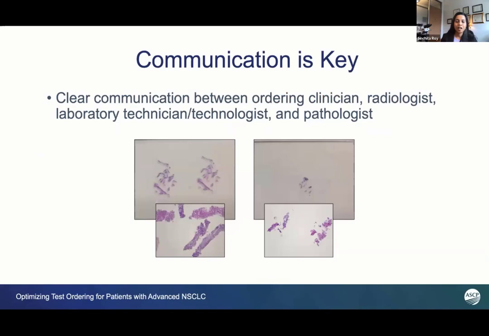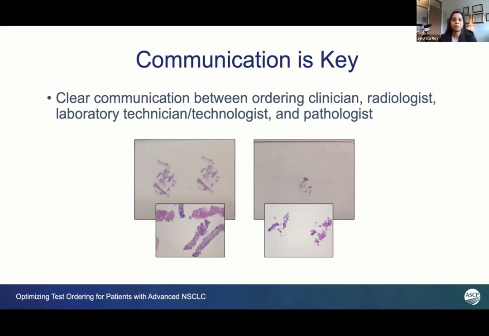So communication is key. I cannot emphasize how important this is, because the last thing we want is to start with a tissue like this where they collected a bunch of different cores. They look pretty adequate. There's a ton of tumor in this first H&E cut. And then when you recut the block for biomarker testing, this is all you're left with. So having that communication between the oncologist who's requesting that testing, the radiologist who's going to be doing the procedure, the lab technician or technologist who brings the specimen into the lab for processing, and the pathologist who looks at it. Because that needs to be intact so that nothing's lost in translation.